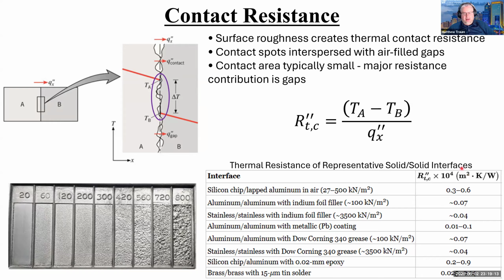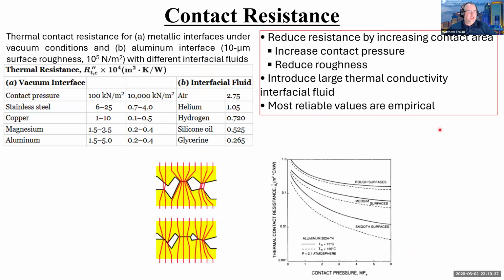So you can see, these are just values for typical situations where somebody is trying to actually reduce the contact resistance by sticking something in the gap. You are probably familiar with this from using thermal grease to cool down a circuit board, for example, and attaching a fin to circuit boards.